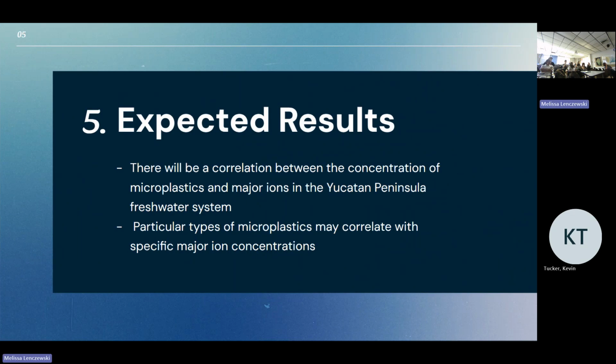So my predicted results, not expected results, are that there will be a correlation between the concentration of microplastics and major ions in the Yucatan Peninsula freshwater system. Potentially, particular types of microplastics may correlate with specific major ion concentrations, which I think might be the next slide, and could potentially be a new area of research.